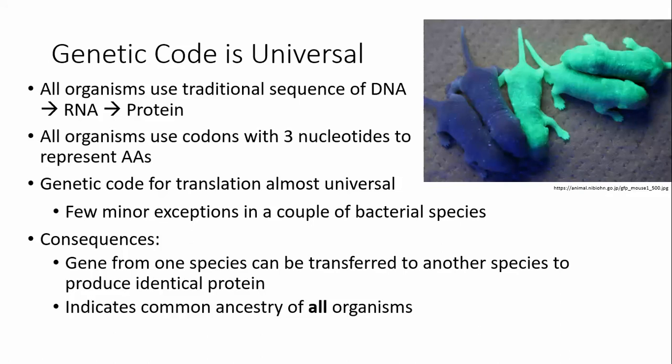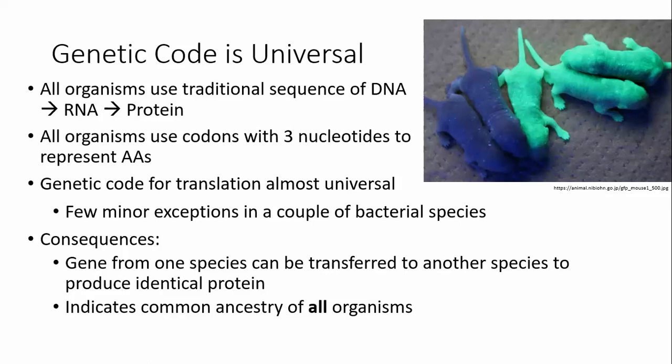And then what does this mean? Well, this is a sign that all organisms share a common ancestor. If we don't have variety in such a basic fundamental process, then it was probably inherited from a common ancestor. And a really cool consequence of this is that you can actually take a gene from one species, transfer it to another species, and it will produce the same protein. So this is how, for example, we're able to take bacteria, introduce the gene for human insulin into them, and have them produce insulin.